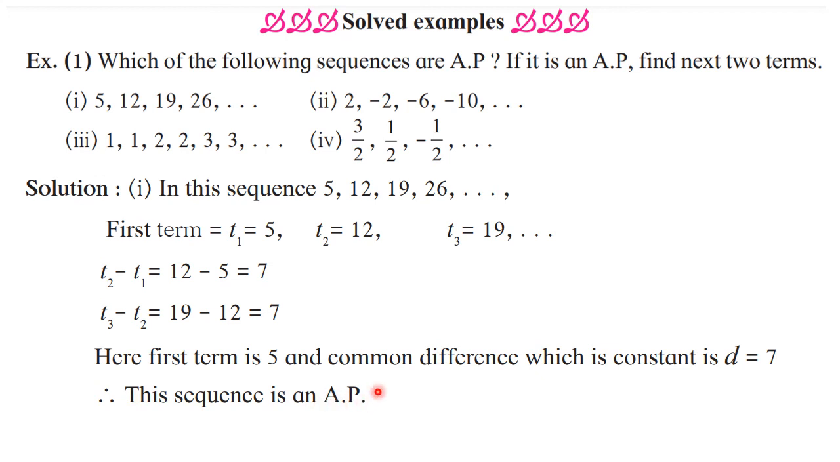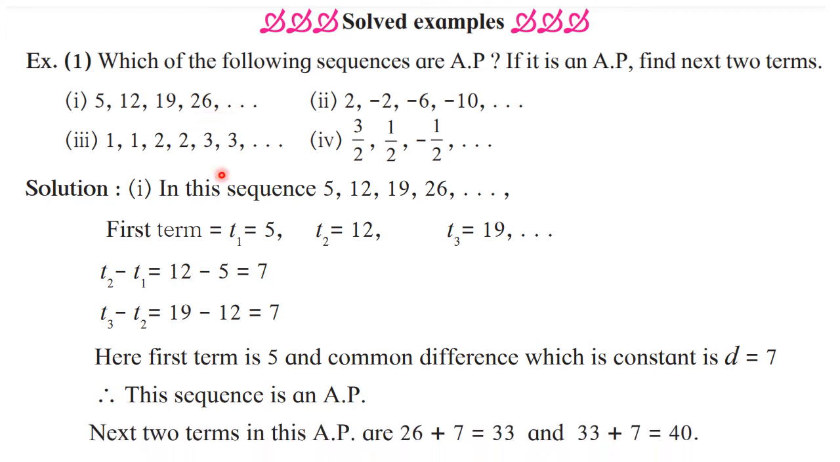So here we have to decide whether it is an AP or not. That is why we have to find this common difference and check whether it is constant or not. If it is constant, then only it is an AP. And they have told you, if it is an AP, then find the next two terms. So the next two terms you can get by adding this common difference. The fifth term you will get by adding 7 to 26. So the next two terms are 26 plus 7, that is 33, and 33 plus 7, that is 40. So 33 and 40 are the next two terms. In this way you have to write down the answer.